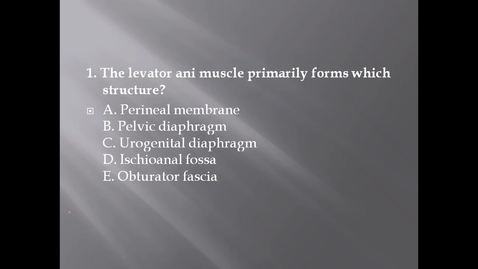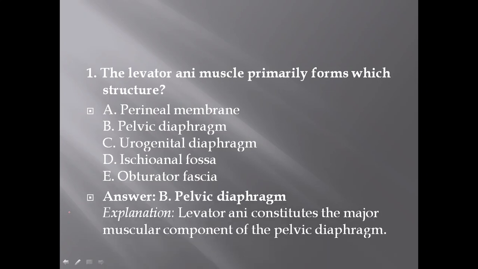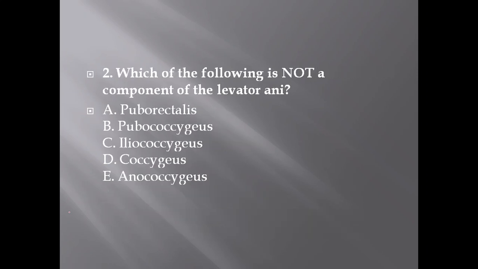1. The levator ani muscle primarily forms which structure? A. Perineal membrane. B. Pelvic diaphragm. C. Urogenital diaphragm. D. Ischioanal fossa. E. Obturator fascia. The answer is B. Pelvic diaphragm. This is because the levator ani constitutes the major muscular components of the pelvic diaphragm.